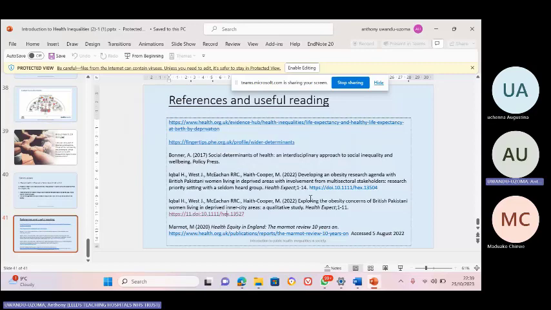I'll just copy the title, go to Google and put it. Yeah, go to Google and put it, or go to your Summon.